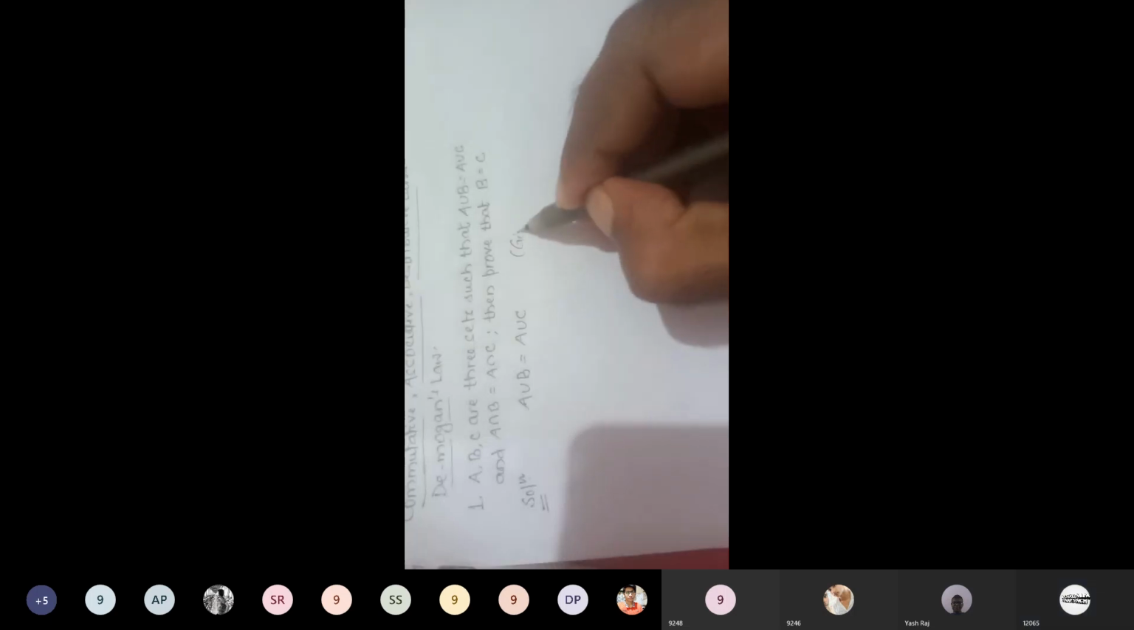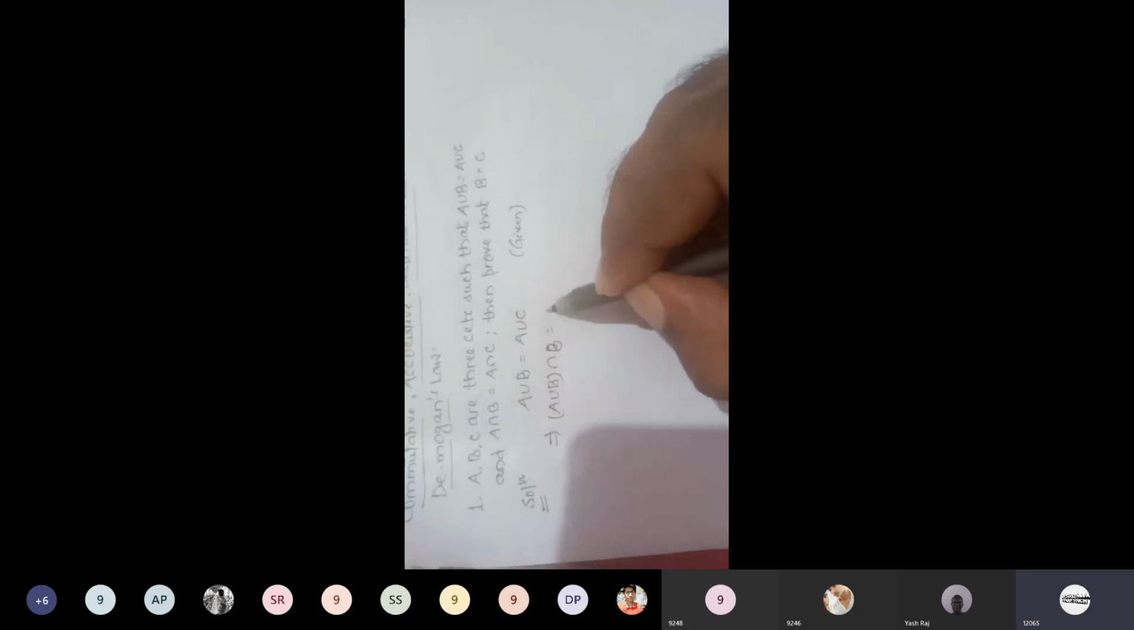This is the first question. If A union B is equal to A union C and A intersection B is equal to A intersection C, then prove that B is equal to C. See its proof. First, what is given? A union B is equal to A union C. This is the given term, right?